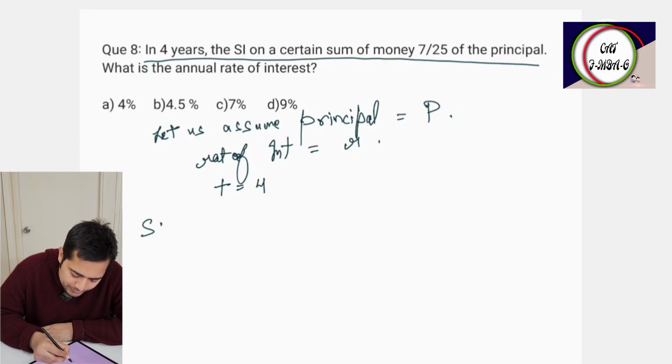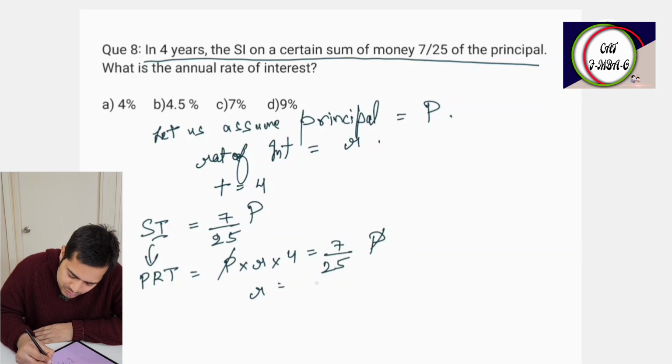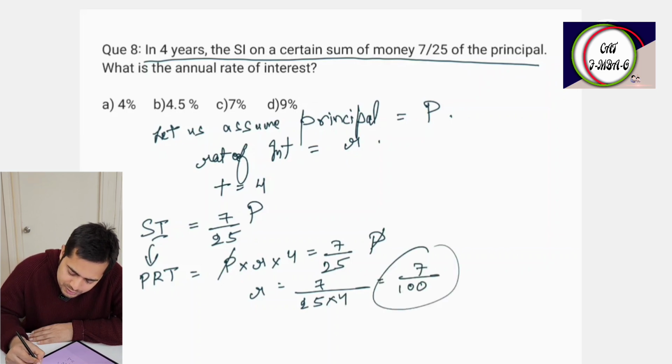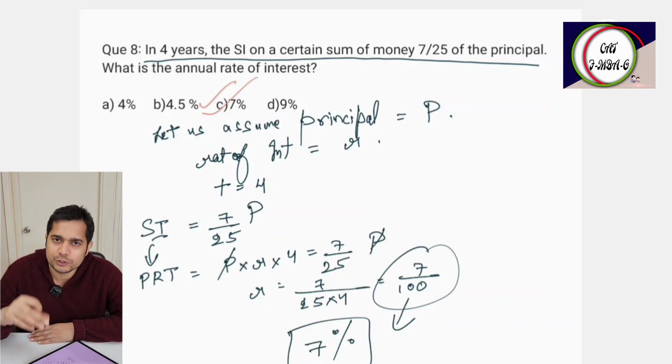So it is given that simple interest is equal to 7 by 25 of P, or simple interest is equal to P into R into T is equal to P into R into, what is the time, 4 is equal to 7 by 25 into P, P gets cancelled. R is equal to 7 by 25 into 4 is equal to 7 by 100, or we can say as 7%. Simple. Option number C. Let's move on to the next question.